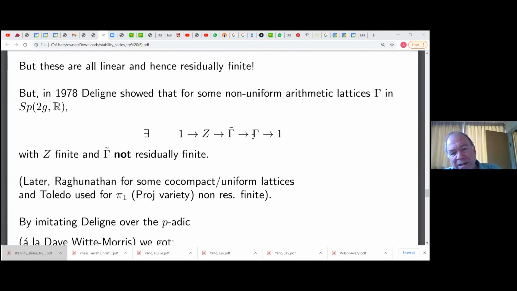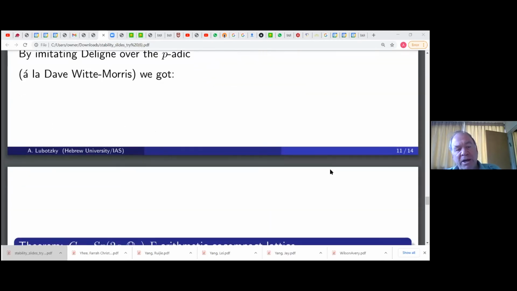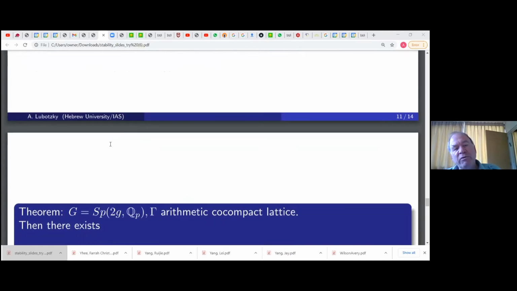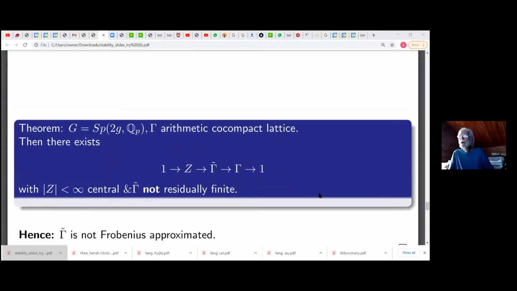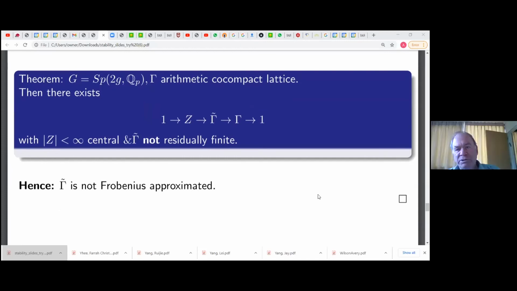Okay, so now you can see what we know. We know by Garland that for our p-adic example, the H2 always vanishes. This has a finite kernel, and then there are standard spectral techniques to show that the cohomology H2 of gamma tilde also vanishes. So for gamma tilde, we take the symplectic group over the p-adics, we take gamma arithmetic co-compact, we do this imitation of the Deligne construction, and now this gamma tilde has vanishing cohomology, therefore stable, and therefore not approximated.